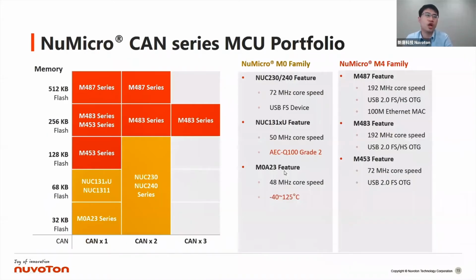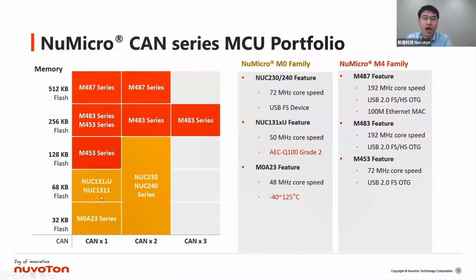Okay, so before we start to introduce our NUC131U and the M0A23, I would like to introduce our CAN series microcontroller portfolio. We divided it into three different series. The CAN one, which provides CAN from one set to three sets. For CAN one set, we would like to recommend you from flash size 32 kilobytes to 512 kilobytes. And today I would like to introduce these two parts, the M0A23 series and the NUC131U series.